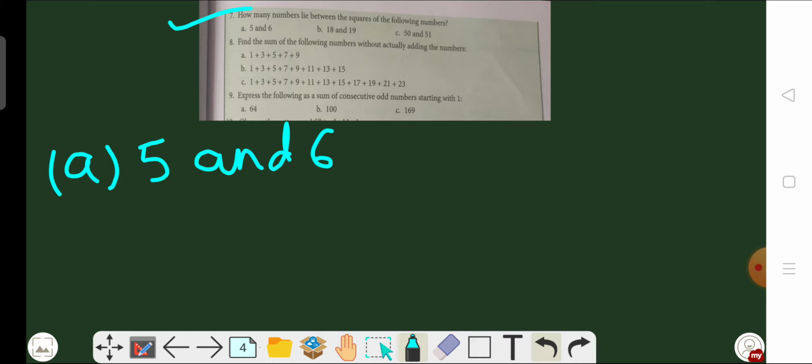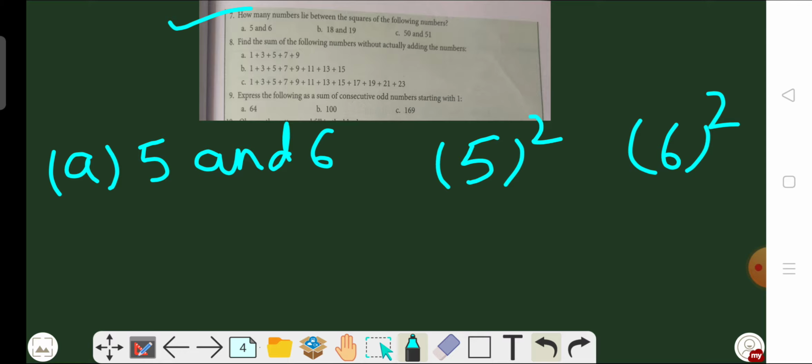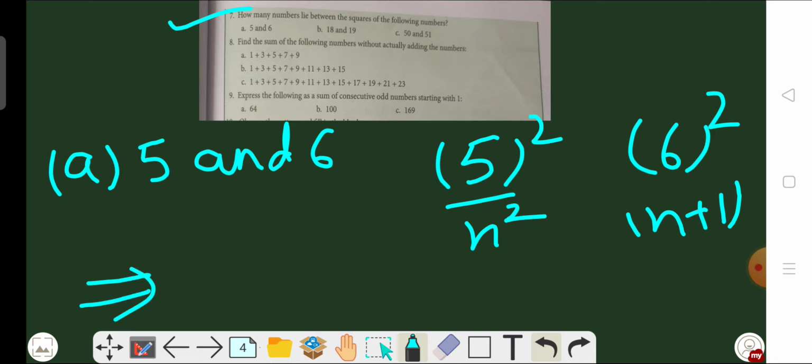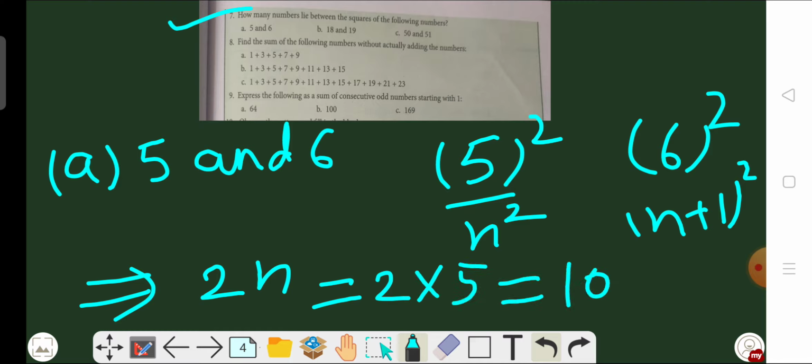So question number 7: how many numbers lie between the squares of the following numbers? Okay, beta, here we have 5 and 6 in the A part, and we have to find the numbers lying between the square of 5 and the square of 6. So what we have, beta, this is our n and this is our n plus 1, and we know that the numbers lying between n square and n plus 1 square is equal to twice n, and this is equal to 2 multiplied by 5, that is 10. So the answer of question number 7 A part is 10.